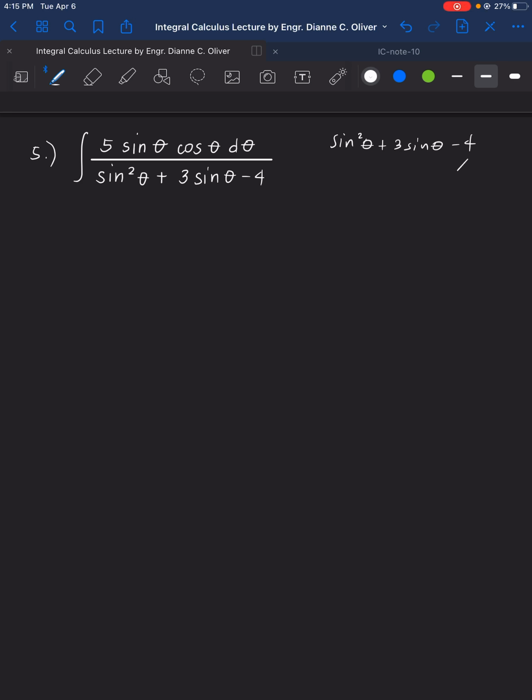So what two numbers will we multiply here so that the answer is negative 4, but if we add, the answer is 3? So we have there 4 times negative 1 is equal to negative 4, but if we add this, the answer is positive 3. Therefore, the factor here, having sine theta as x, becomes sine theta plus 4 times sine theta minus 1.